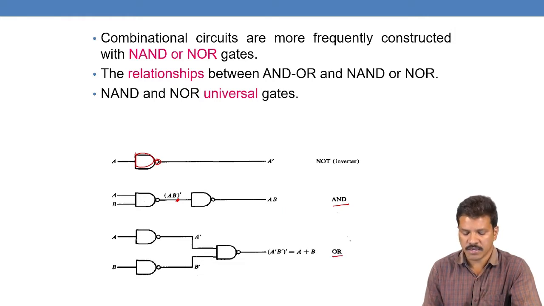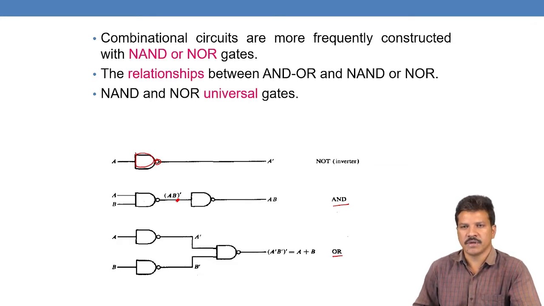Similarly, you get an OR gate by combining three NAND gates. Complementary inputs are achieved by using two single-input NAND gates, and these complementary inputs are given to a two-input NAND gate. You will get A bar B bar whole bar, which is equal to A plus B according to De Morgan's law.